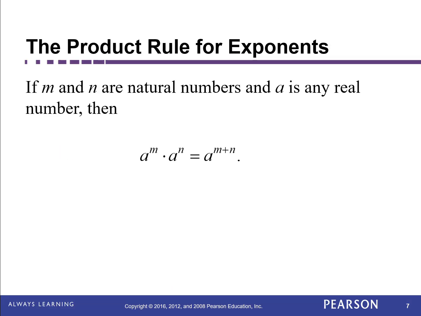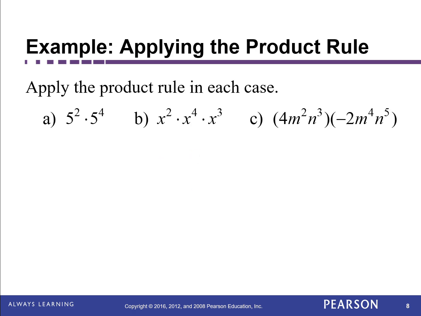Let's look at the product rule for exponents. If m and n are natural numbers and a is any real number, then a raised to the m times a raised to the n is the same thing as a to the m plus n. Okay, same base here. If they're multiplied and you have the same base, you're able to just add the exponents. Okay, so let's apply the product rule in each of these cases.